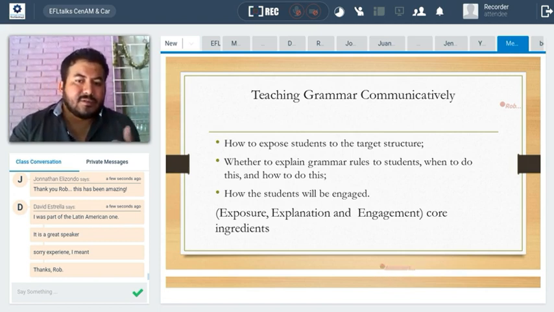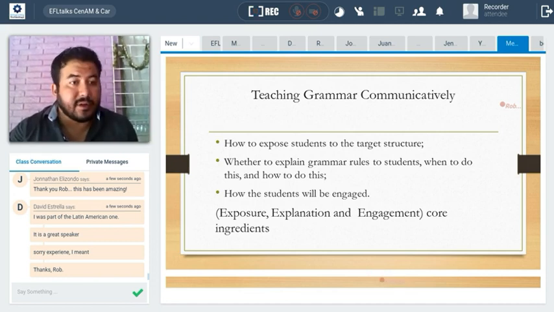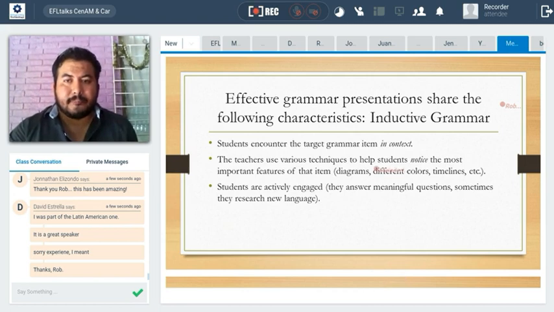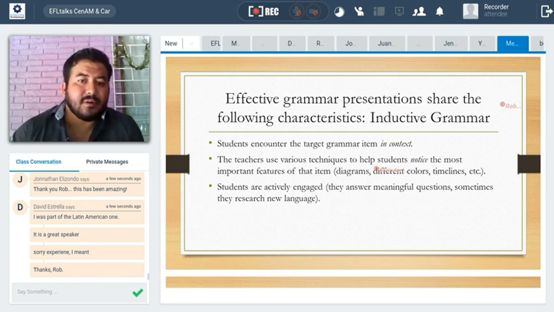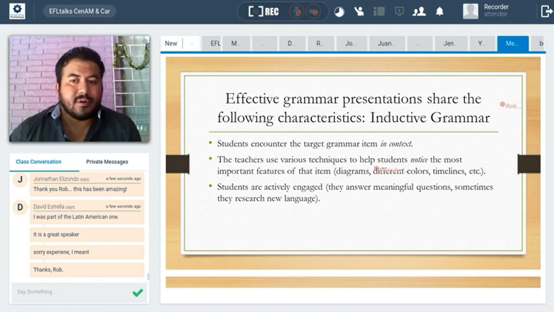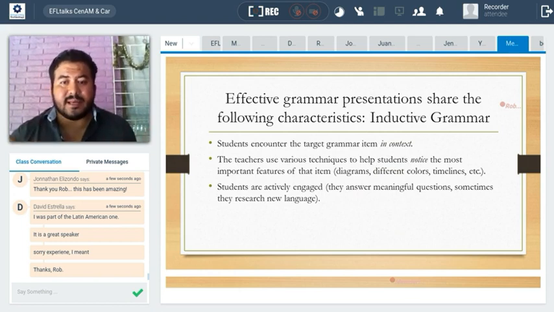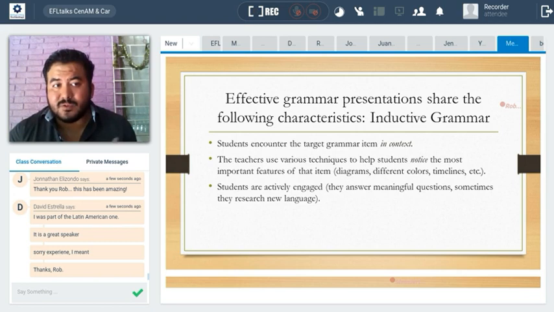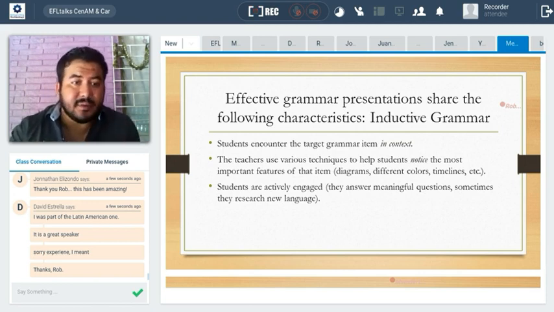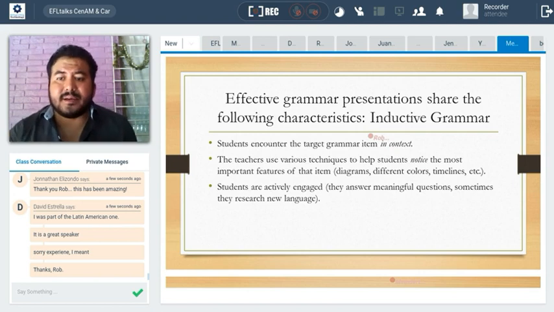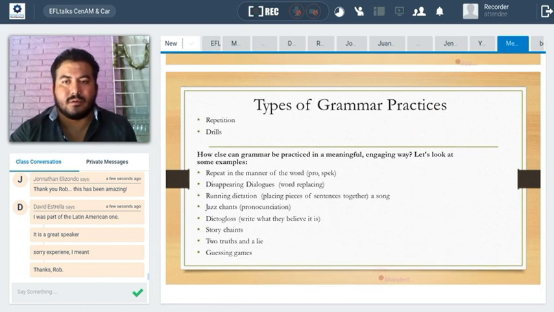How will the students be engaged? Exposure, explanation, and engagement are the core ingredients, as I just mentioned before. Another thing to mention is that effective grammar presentations share the following characteristics, starting with inductive grammar. The students encounter the target grammar, as I said before, in context. The teacher uses various techniques to help the students notice the most important features of that item: diagrams, different colors, timelines, etc. And here I'm talking about the method. That's why I say that we should use an eclectic method. For example, we can combine the audiolingual method with the grammar translation method and Suggestopedia and so on, as long as it engages the students.